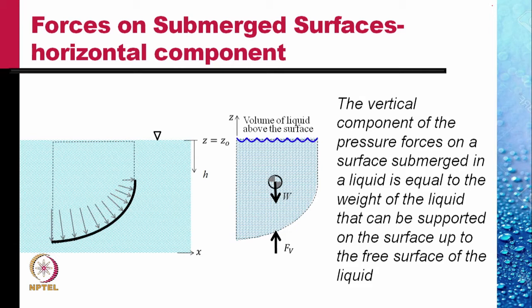So the vertical component of pressure force on the surface submerged in liquid is equal to the weight of the liquid that can be supported on the surface up to the free surface of the liquid.